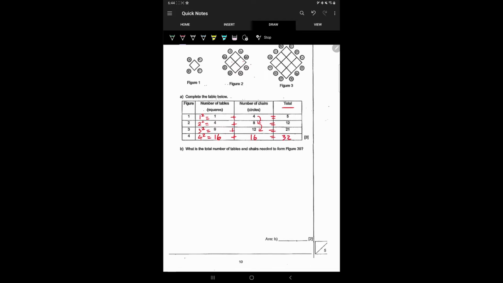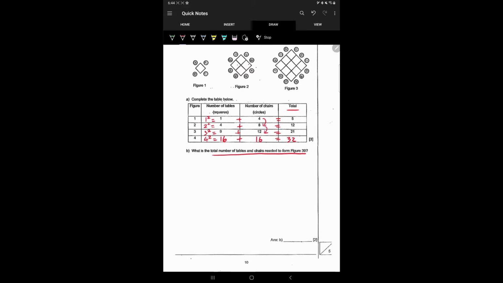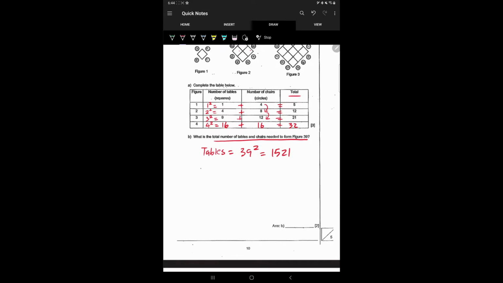So now they ask you what is the total number of tables and chairs needed to form figure 39. So tables would simply be 39 square, which is 1521. Chairs will be 4 times 39, which is 156. And then your total is basically the sum of this, which is 1521 plus 156, 1677. So that is your answer.